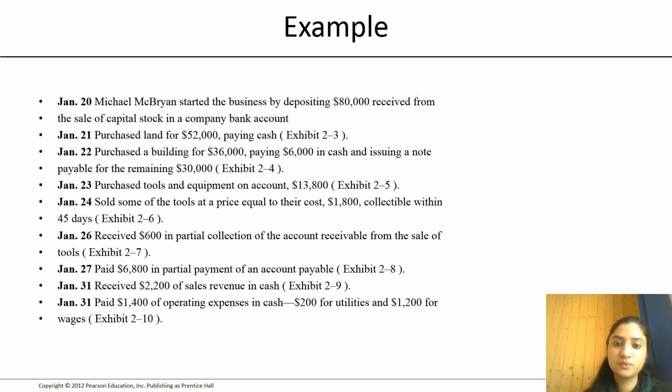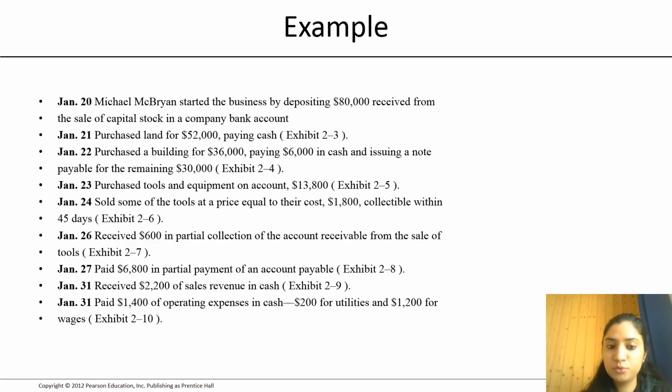For example, here is an example in which they have shown the various entries that have been made from 20th January to 31st January, which are the cash activities done by Michelle McBrien in his business. Michelle McBrien invested $80,000 received from the sale of capital stock in the company's bank account. So he deposited it to start a business.